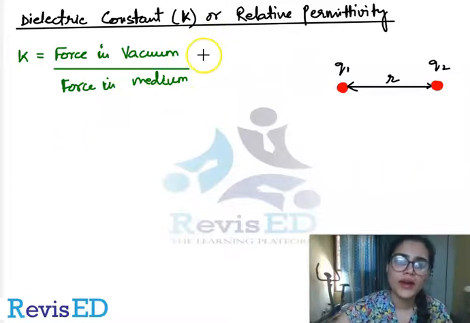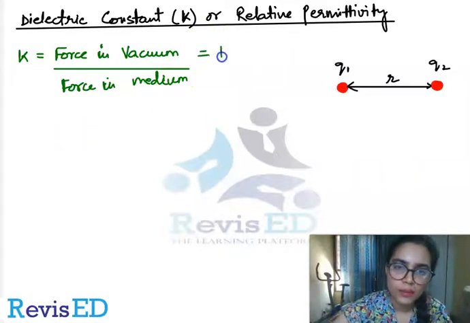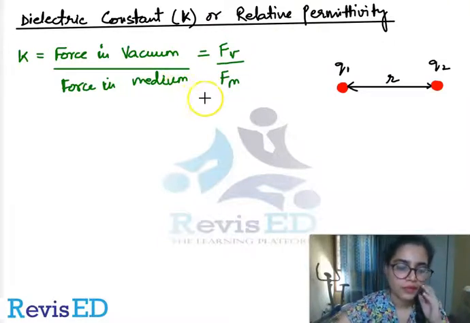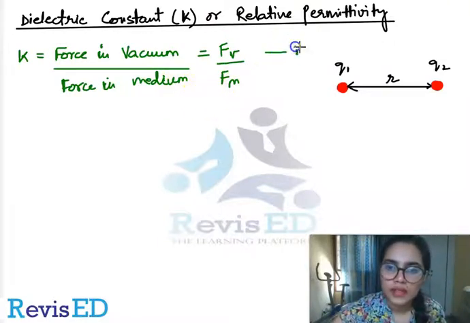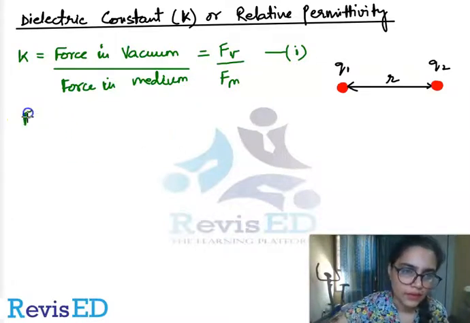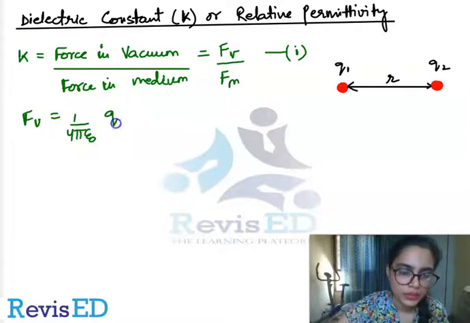We represent the force in vacuum by F subscript V and that in medium by F subscript M. Let us consider this as equation number 1. The force in vacuum is 1 by 4 pi epsilon naught into Q1 Q2 by R square.